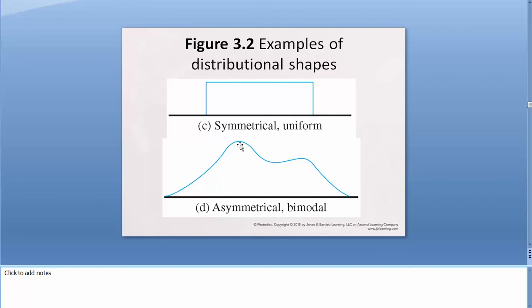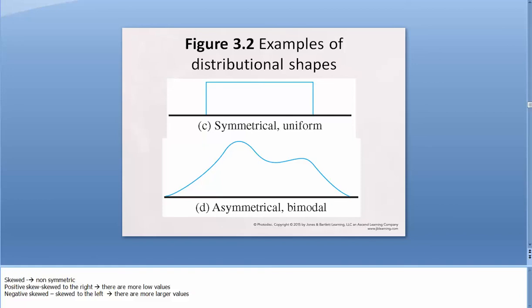Now, this one has two modes. Do you see that? Two peaks. So this is bimodal. And it is not symmetric either. If you have distributions that are not symmetric, they are called asymmetric. When you talk about asymmetric distributions, we need to talk about another thing called skewness. Very soon we'll be talking about that.